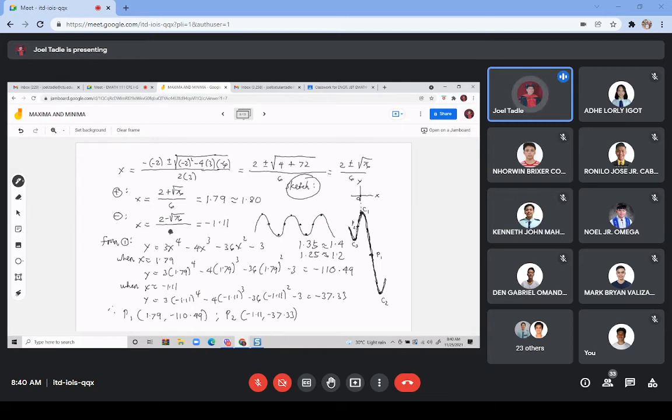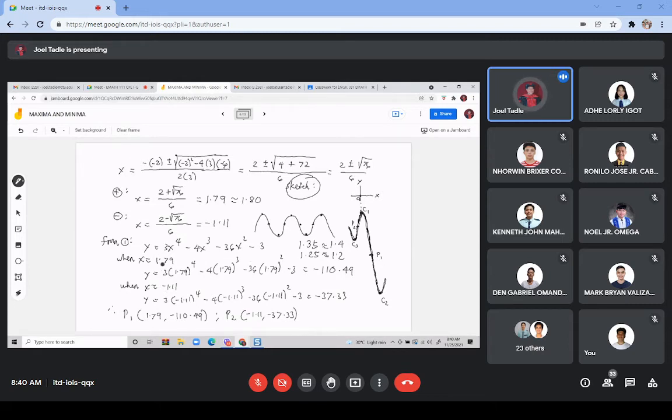Then the other value is negative 1.11 using the negative sign of the radical symbol. So therefore, dunay tayo duha ka point of inflection. If we'll substitute these values to our equation number 1, the given curve, the given equation, y equals 3x to the power 4 minus 4x cubed minus 36x squared minus 3, makadetermine ta og y.